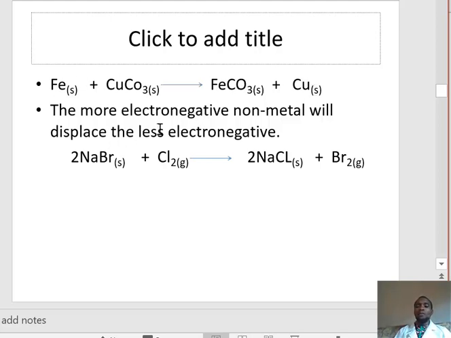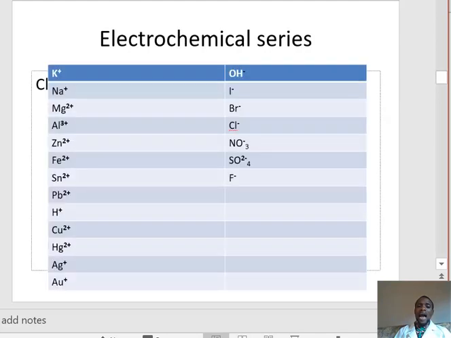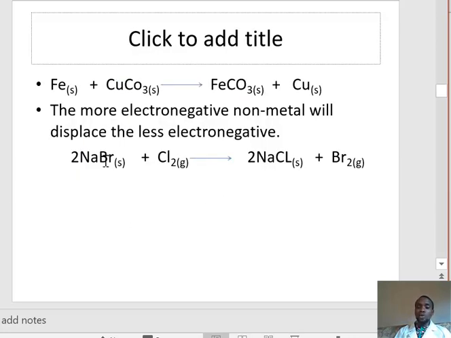And the more electronegative non-metals will displace the lesser electronegative. I told you that the higher electronegative are down. So when you look at bromine and chlorine, chlorine is more electronegative than bromine, so it is expected that chlorine will displace bromine. Look at this example: sodium bromide and chlorine. Chlorine removes bromine here, and here we have sodium chloride. So bromine has been displaced.